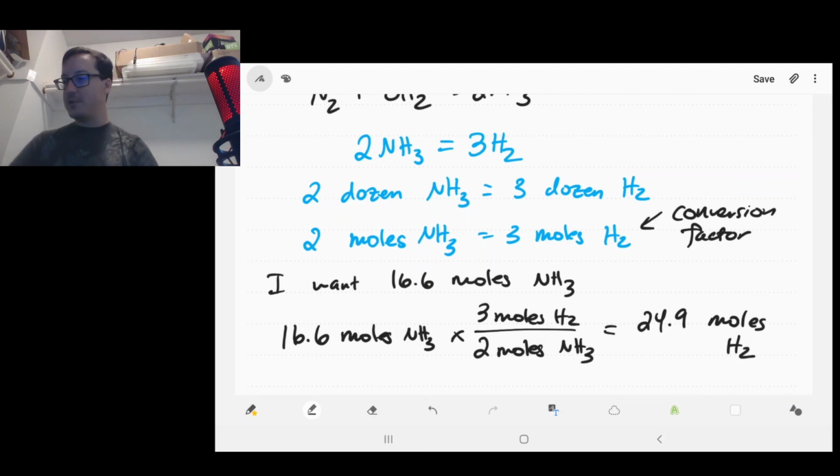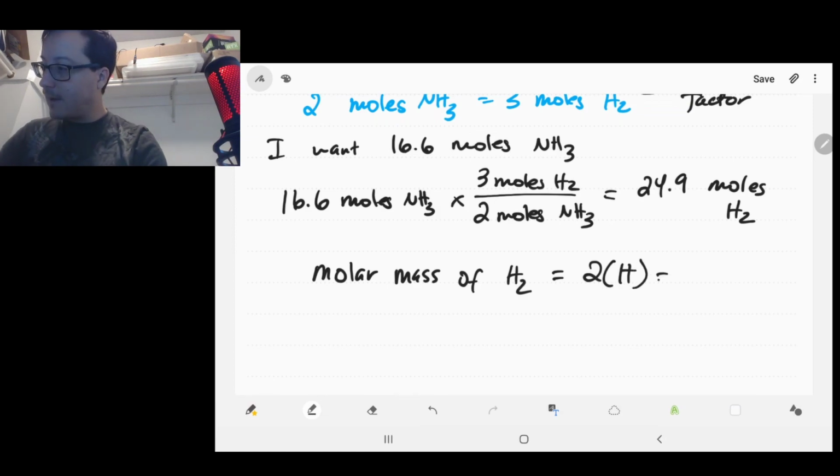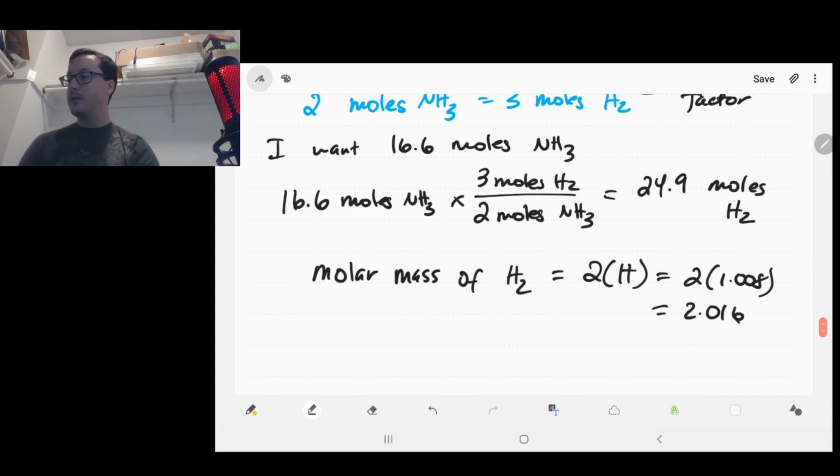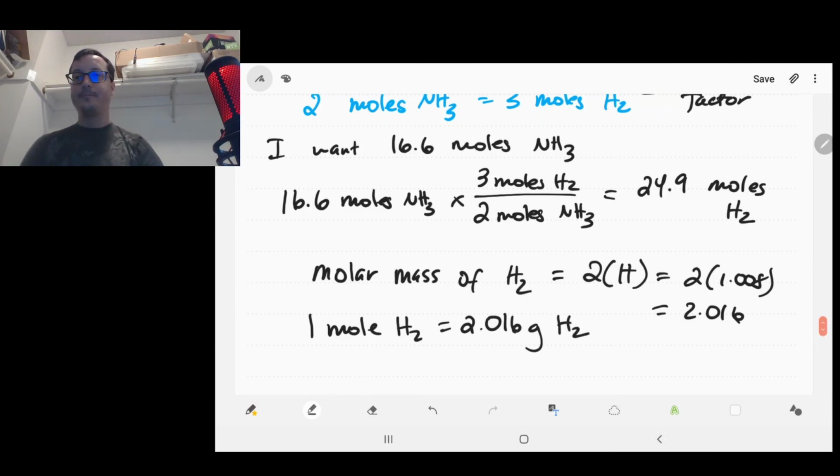Well, we have the other conversion factor. Remember, the definition of the mole tells us that 1 mole is equal to the molar mass of your compound. The molar mass of hydrogen would just be 2 times hydrogen, which is 2 times 1.008, which is 2.016. We have another conversion factor: 1 mole of hydrogen equals 2.016 grams hydrogen. The molar mass.